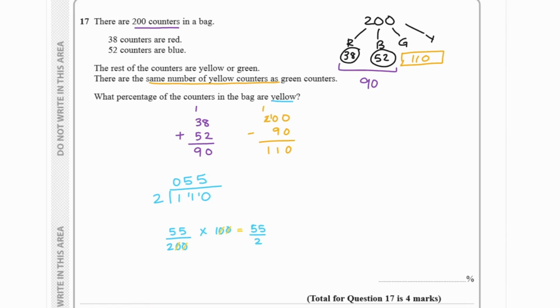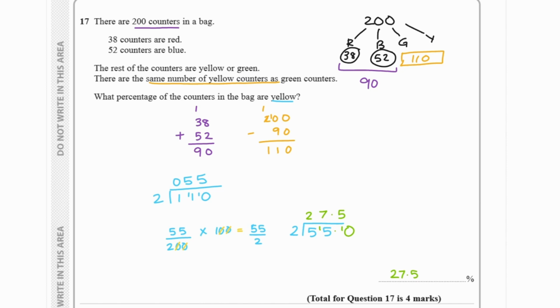And we can simplify this by dividing it again, so 55 divided by 2. 5 divided by 2 gives us 2 with a remainder of 1. 15 divided by 2 gives us 7, also with a remainder of 1. And we have to remember that after all whole numbers, we have a decimal and zeros, so we can put the remainder there. And 10 divided by 2 is 5. So this has now given us the answer for the percentage of counters which are yellow, and that is 27.5%.